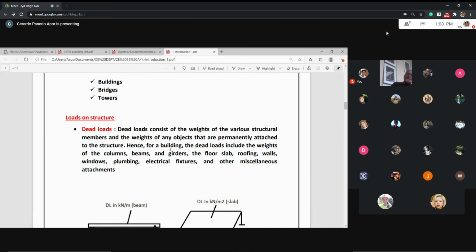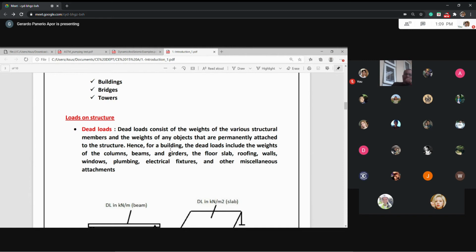Like for example, you put cabinets or closets. If the closet is permanent, you consider it. Cutlery, anything that is permanent, because it says here: the weights of any objects that are permanently attached to the structure. Hence, for a building, the dead loads include the weights of the columns, beams, girders, boardwalk, roofing, walls, windows, plumbing, electrical fixtures, and other miscellaneous attachments.